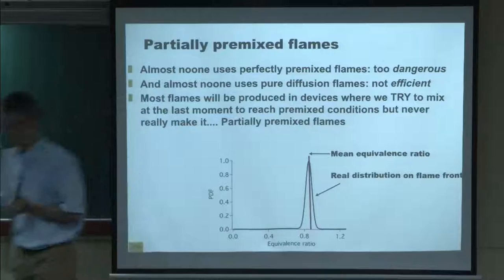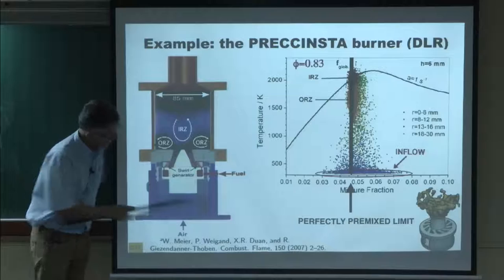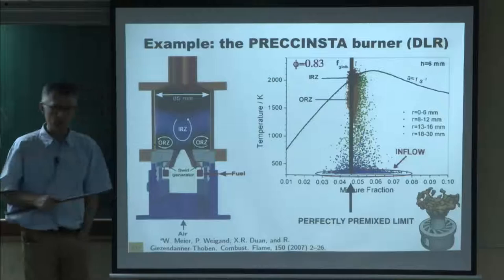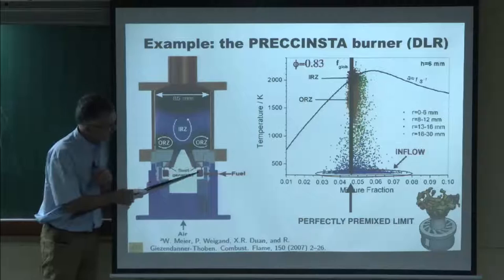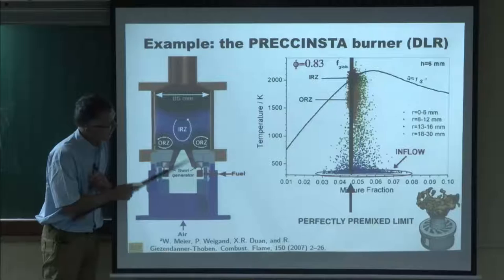The most famous example of such a flame is the Preccinsta burner. That's a burner installed in Germany. The air is coming from that side here, and the fuel is injected here. The fuel is injected not in the chamber. It's injected upstream in the swirler passages here. And that's what the Germans call technically premixed, because the idea was that there was enough time. You see, the holes of injection are here. So the air is coming this way. The fuel is injected in a cross flow. There is mixing. And the idea was that, OK, the distance here is sufficient so that it's premixed.